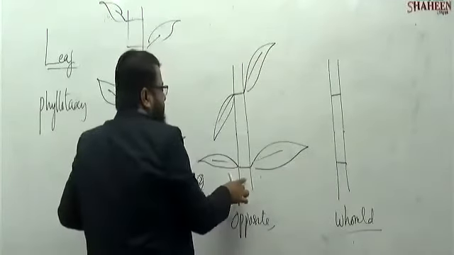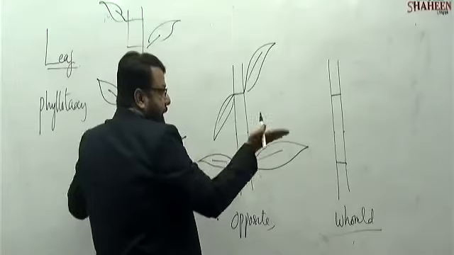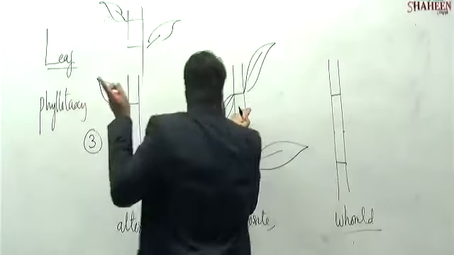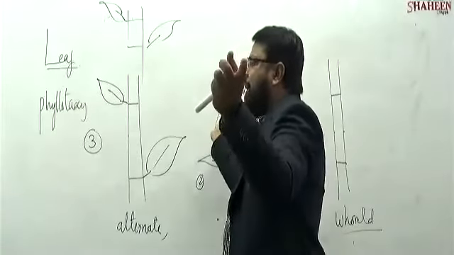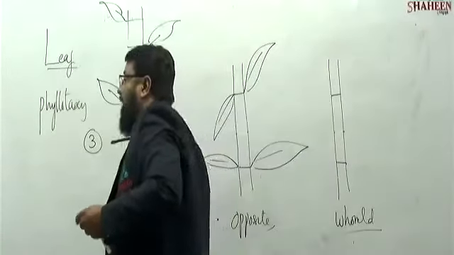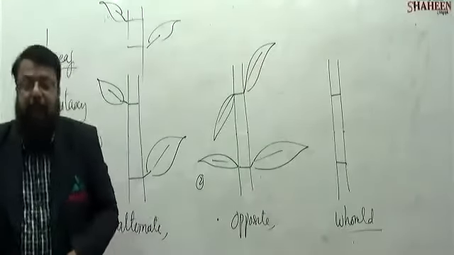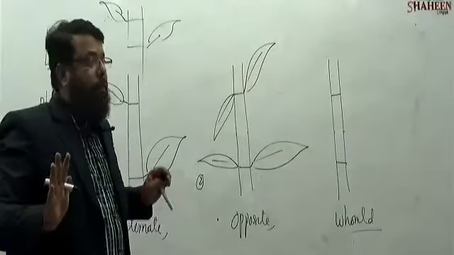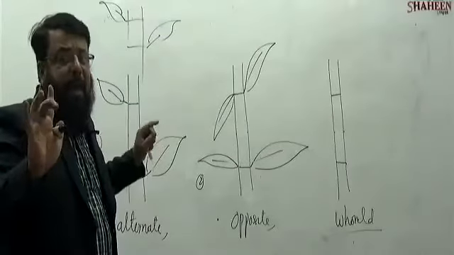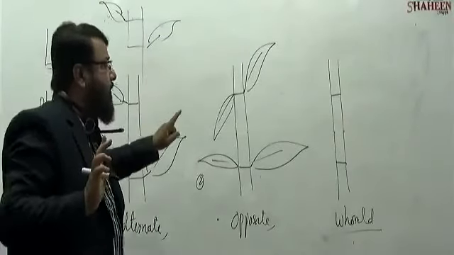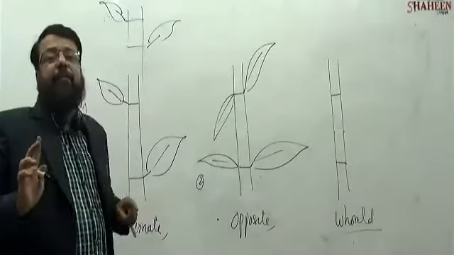Observe here. This is 1 leaf that is expanded in this manner, and the other 2 leaves are expanded in this fashion. That is called opposite decussate. Whatever it may be, remember, each node produces 2 leaves. That is opposite phyllotaxy.